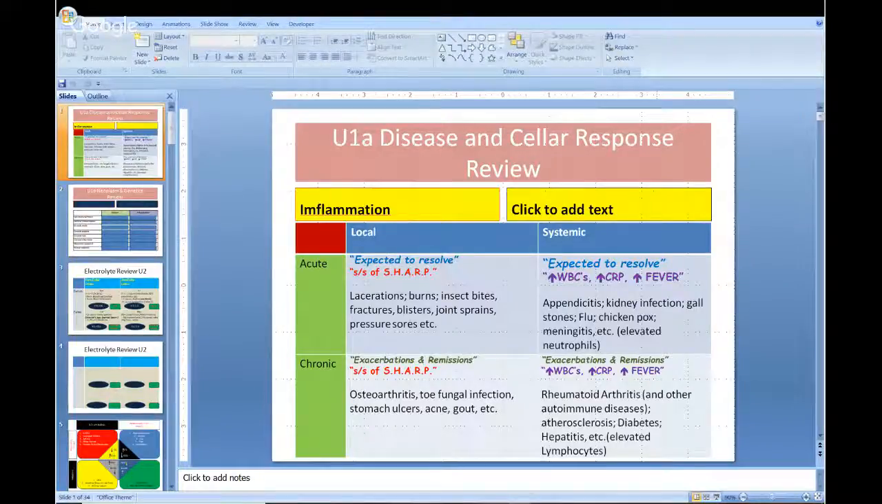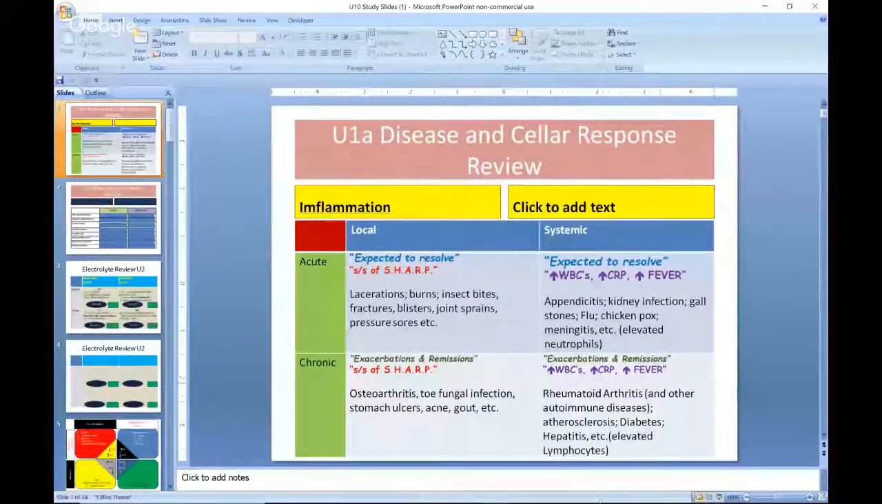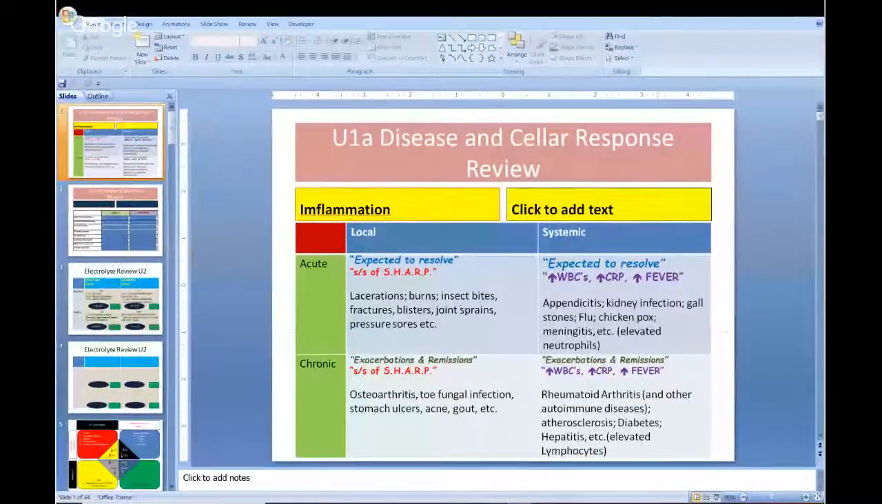Well, then going down to chronic, now that you kind of know what I'm looking at, under chronic, what is the phrase that keeps coming up that's the same for both systemic and local? Chronic. Exacerbations and remissions. Yeah, exacerbation.